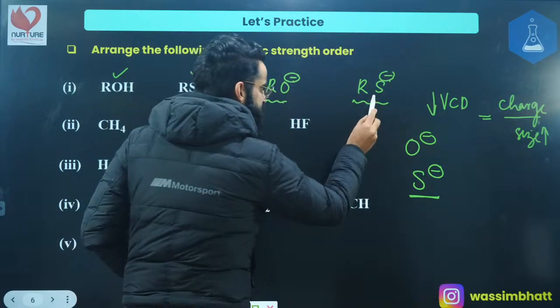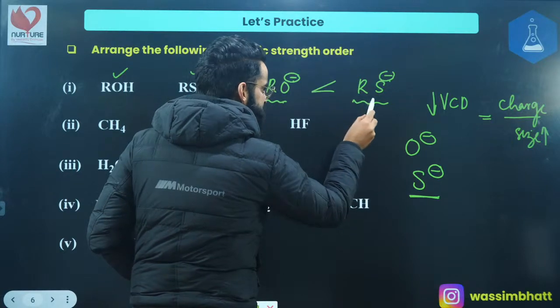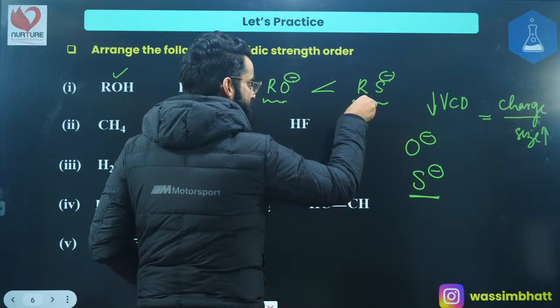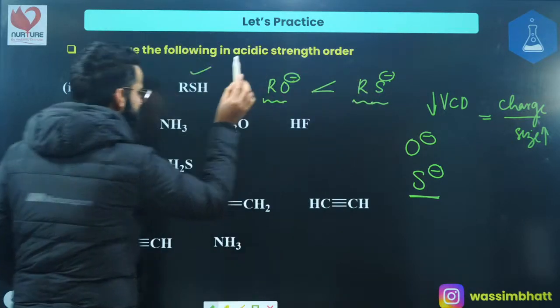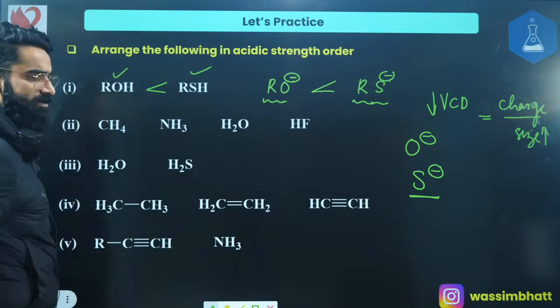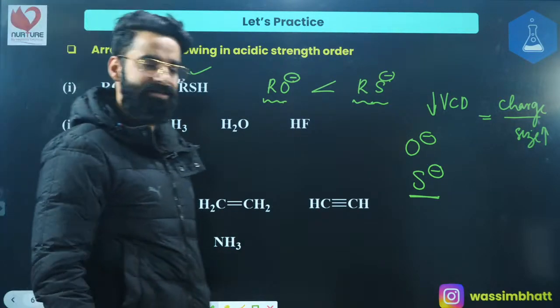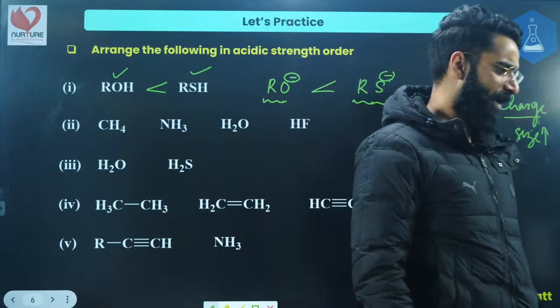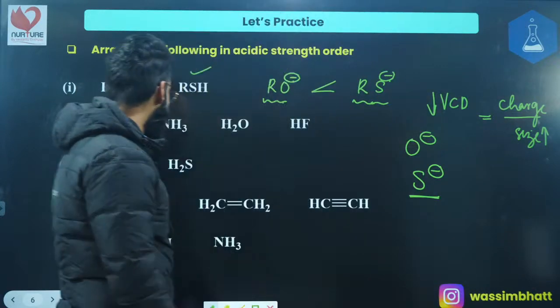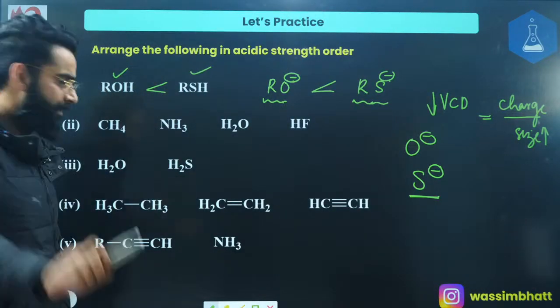So I must say the stability of this conjugate base is more, right? And the more the stability of the conjugate base, the more the acidic strength. So this is going to be the acidic strength order, right? Right, my dear people? Absolutely. Let's have a look at one more question.